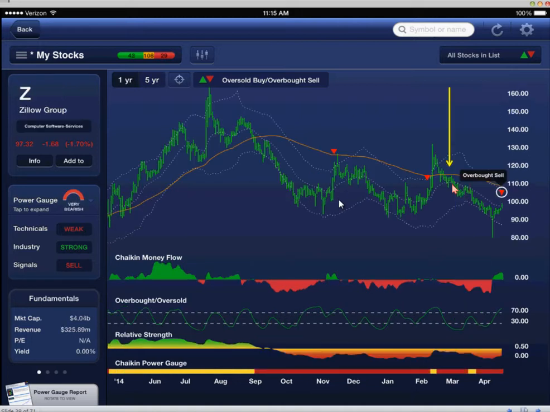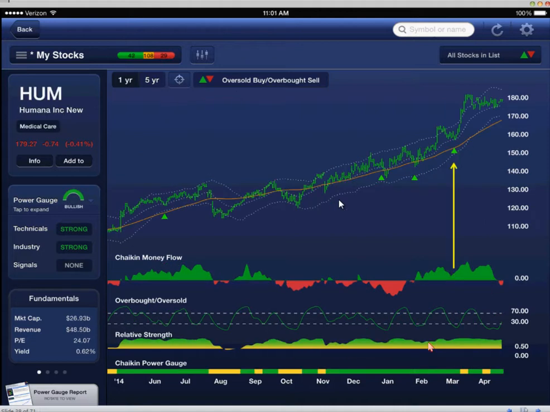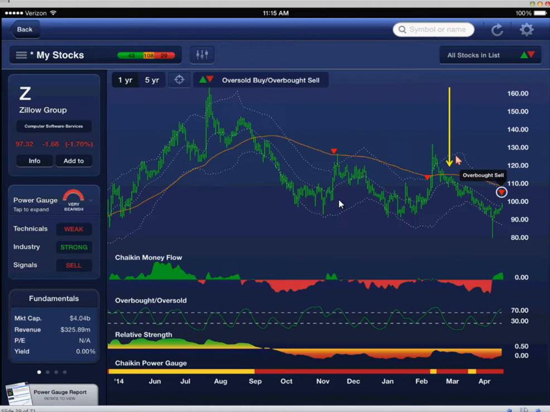And on the opposite side was Zillow at 112, heading down to 80. And you can see it's visual. Bullish power gauge rating, bullish relative strength, bullish money flow. It's green, green, green, green, and a buy signal. Here it's red, red, red, and a sell signal.